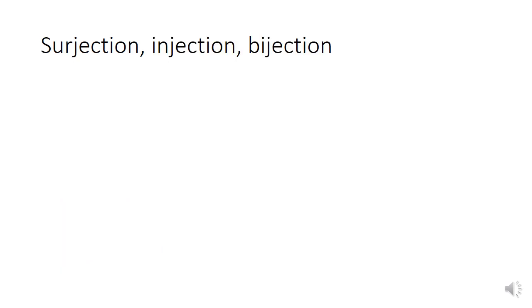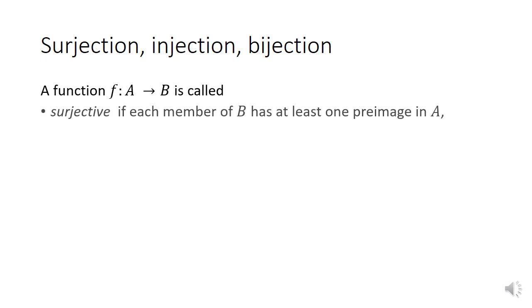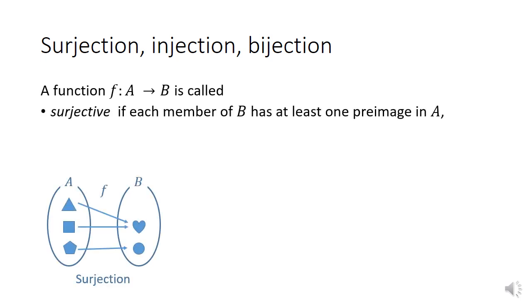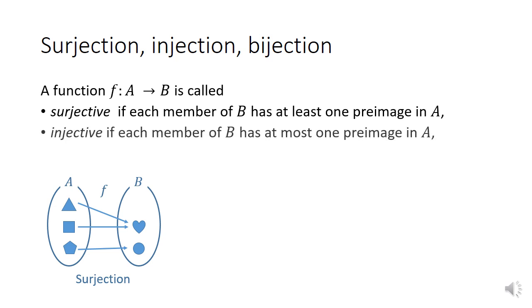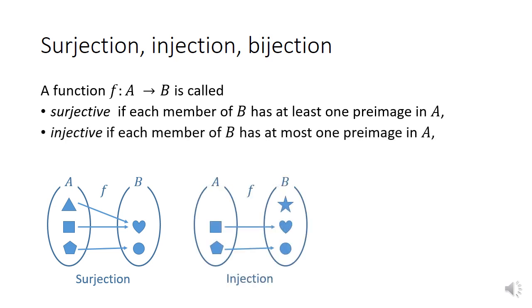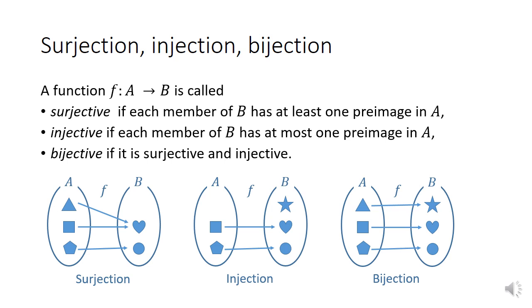We define some special properties of functions that are relevant for calculus and mathematics in general. A function f from A to B is called surjective if each member of B has at least one preimage in A. It is called injective if each member of B has at most one preimage in A. And it is called bijective if it is surjective and injective. A bijection is a one-to-one correspondence between A and B.